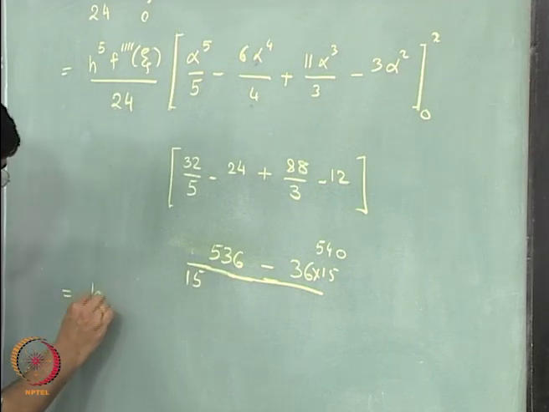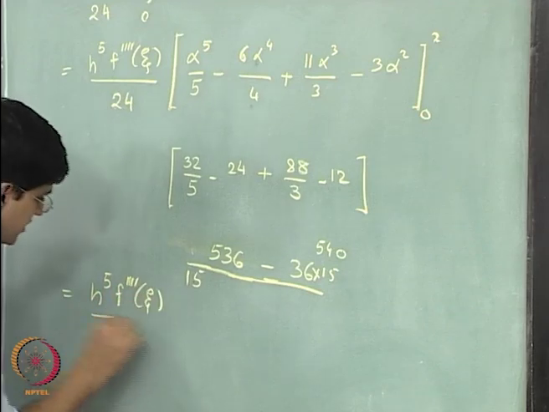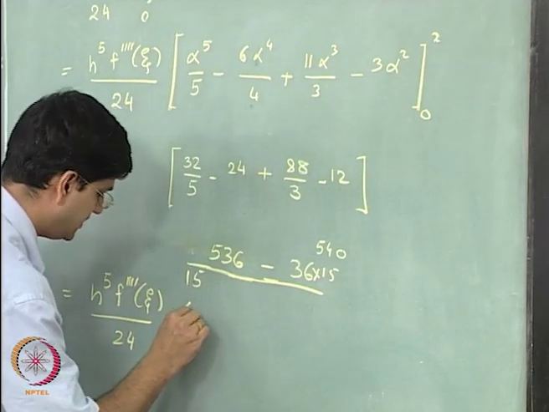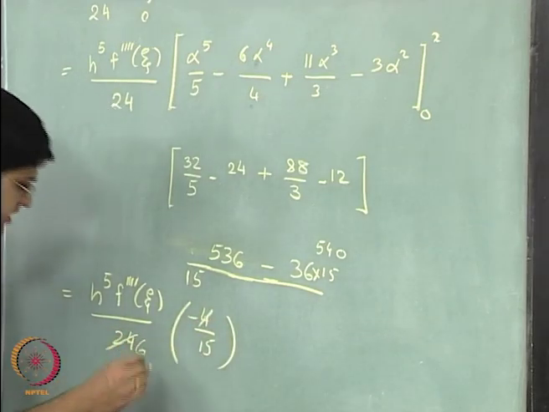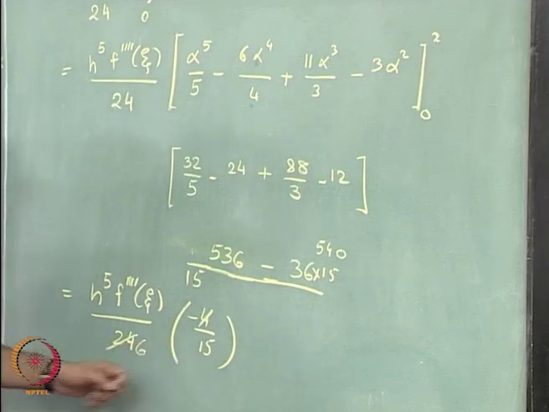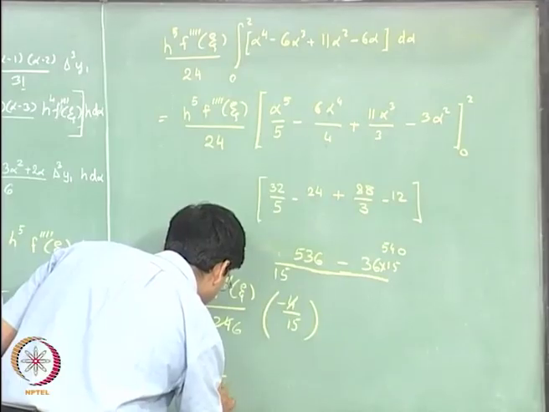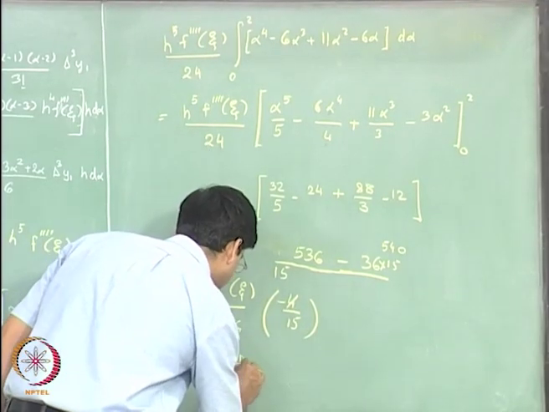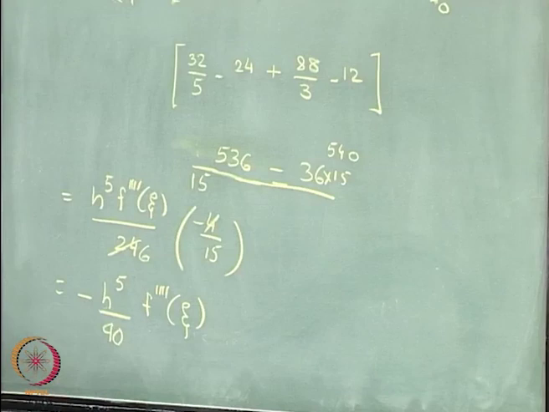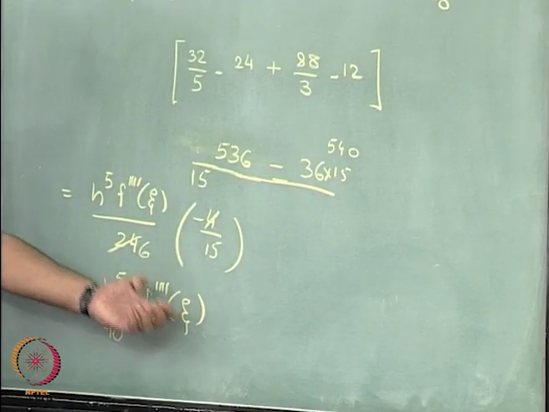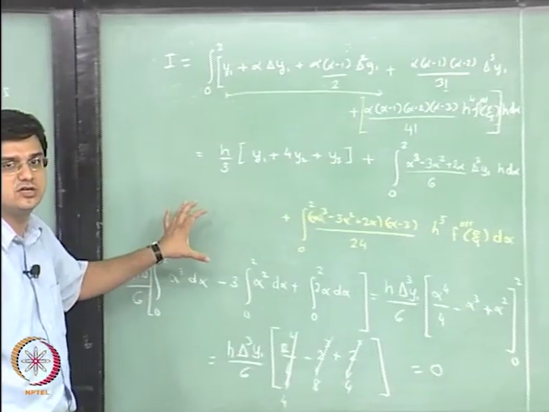So we will have h to the power 5 f4 dash of zeta divided by 24 multiplied by minus 4 by 15, and we get 6 over here, 15 times 6 is 90. So this is minus h to the power 5 divided by 90 times f4 dash of zeta. Okay. So this is the error in computing the integral using the Simpson's 1/3 rule. Okay.